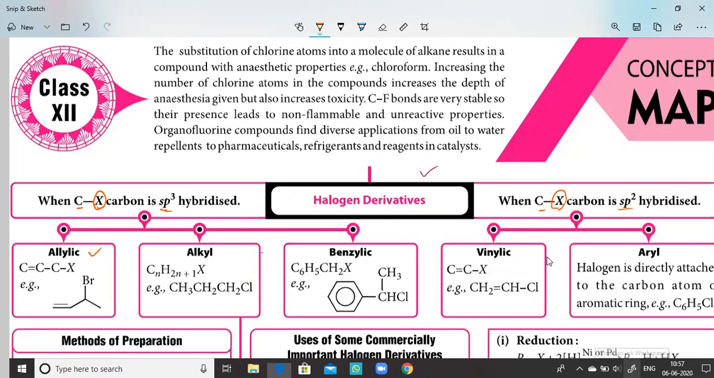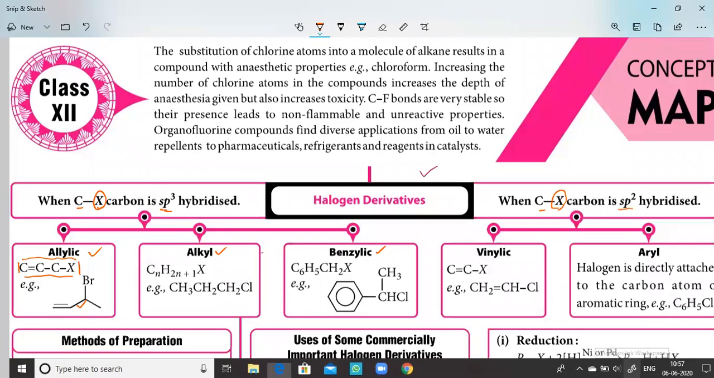One, we are calling it as allylic. Next, we are calling it as alkyl. Next, we are calling it as benzylic. Right. So here, what is meant by allylic? Allylic means, you can see in the image, this type of system we are calling an allylic system. In the allylic system, the halogen is attached to a carbon, and that carbon is attached to an sp2 carbon. You can see the example here. This is the example for that.